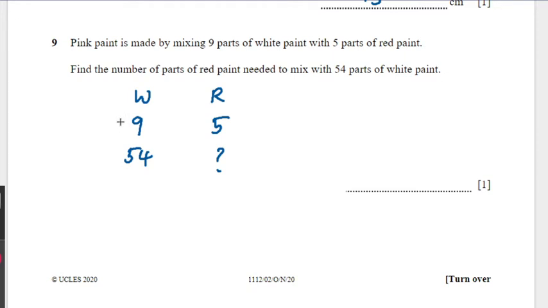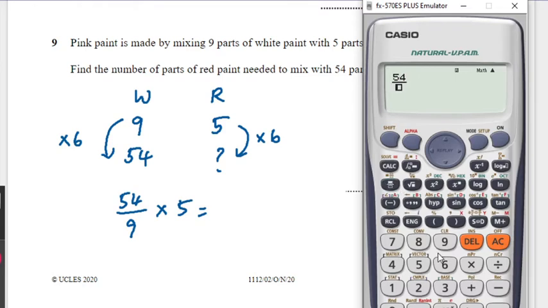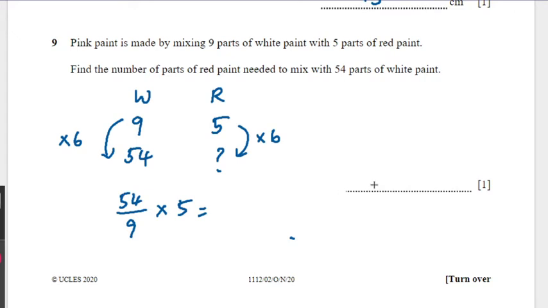You know that from here to here you have to times 6, right? Therefore from here to here you must also times 6, so that you can get the pink paint. So maybe we can write the working here. This 54 we divide by 9, then the answer we times 5. You can just press 54 divided by 9 times 5, so it's equal to 30. So 30 parts.